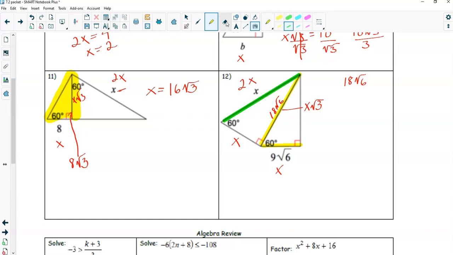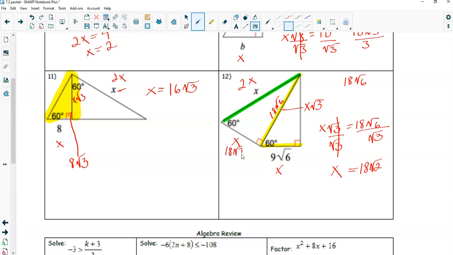So let's solve that. Basically, I have x square root of 3 is equal to 18 square root of 6. Divide by the square root of 3. Divide by the square root of 3. This cancels. It gives me the short leg right over here. Notice that this is under the radical, this is under the radical, so 6 divided by 3 is 2. So this would be 18 square root of 2. So now I have the short leg. This is 18 square root of 2.